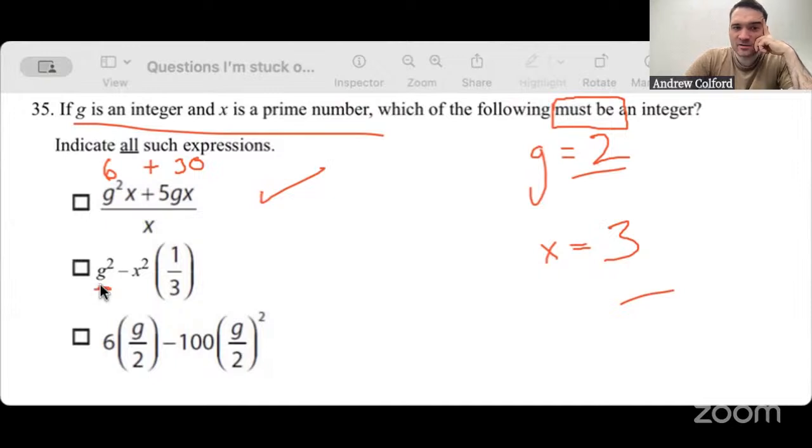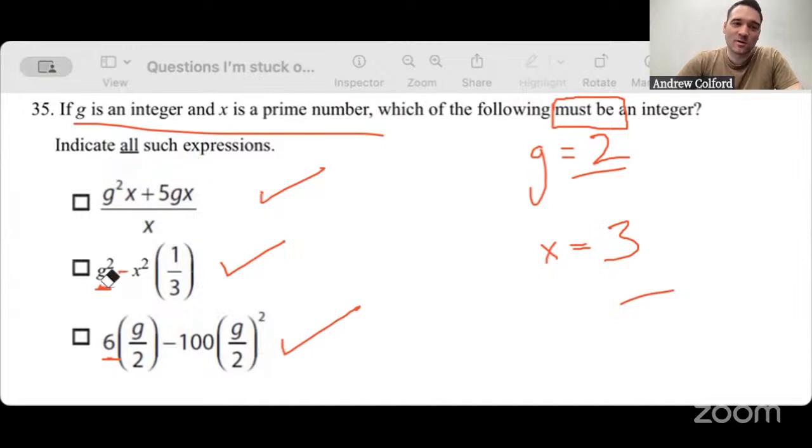G squared over 4 minus 9 over 3, that's also an integer. 6 times 1 is an integer, minus 100 times, what's G over 2? X isn't involved in this one, 1. That's also an integer. Okay, so with these numbers that we picked, they all work so far.